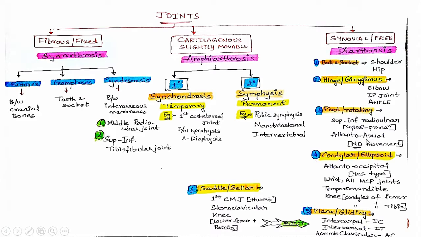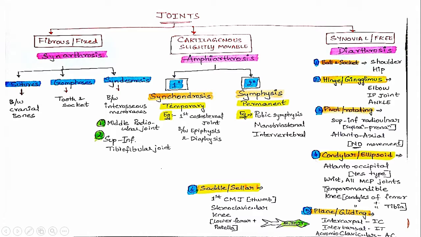Condylar or ellipsoid joint has the example of atlanto-occipital. So occipital is a yes type of movement, moving your head vertically, and the wrist joints like radiocarpals, all metacarpophalangeal joints, temporomandibular, and knee joints. We have two different kinds of knee joints. The knee joint formed by the condyles of the femur and the tibia comes under the condylar, but the knee joint formed with the lower end of the femur plus the patella comes under the saddle or sellar type of joint. So the fifth type is plain or gliding.